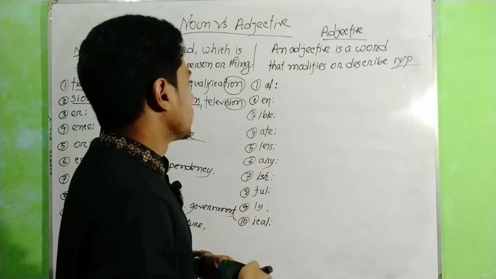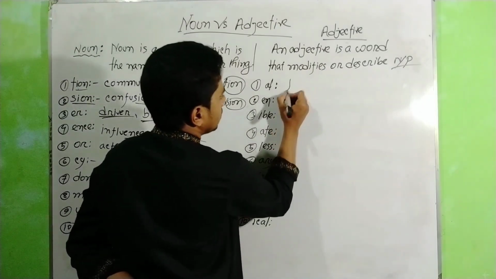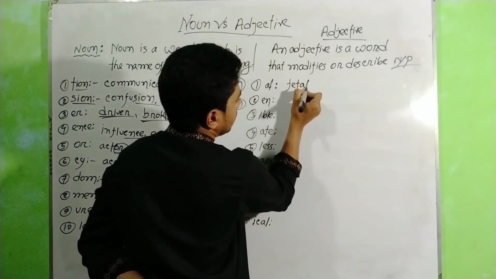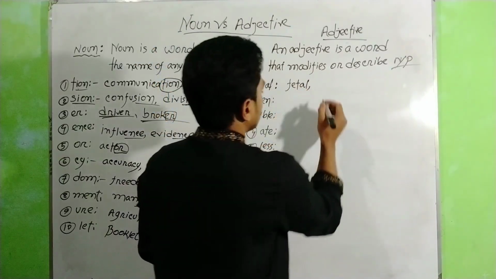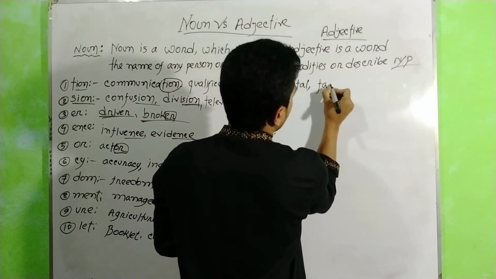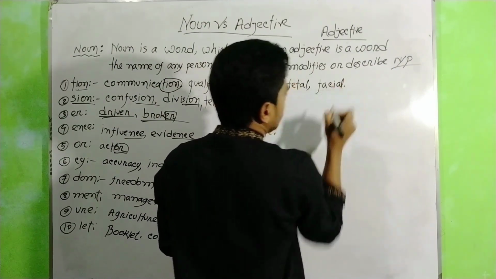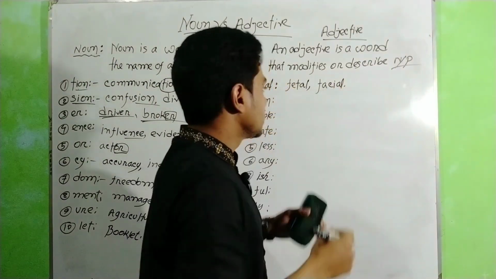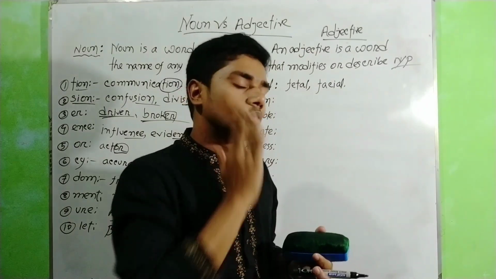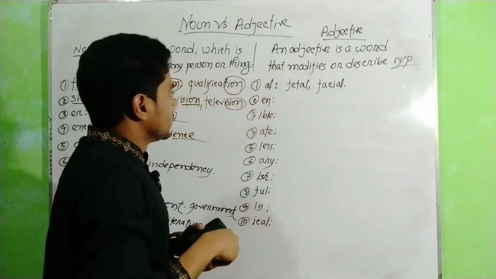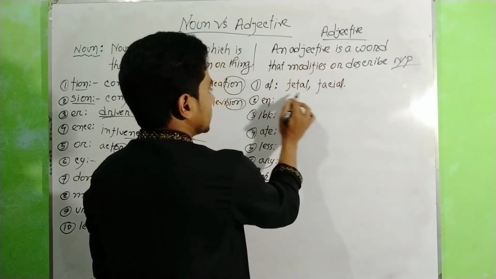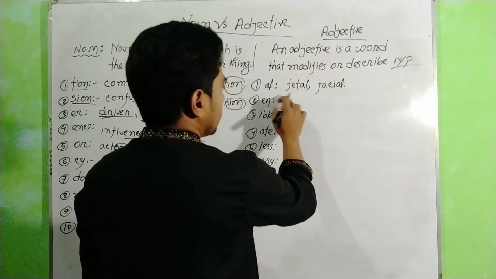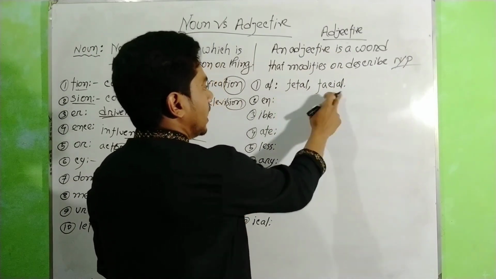First one is al. You can say pattern. It's also an adjective. Also, see facial. If you ask what type of cream it is, you can say it is facial cream. Okay. So these are adjectives. So if you see al at the end of any word, you can say it is an adjective.